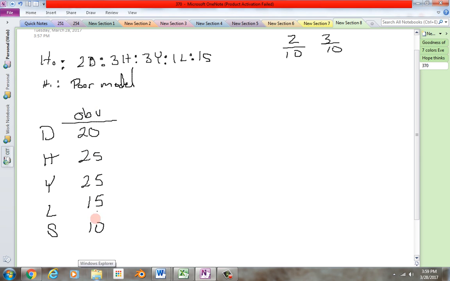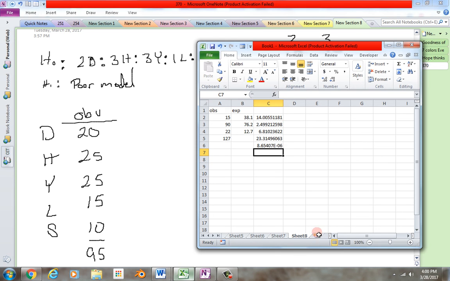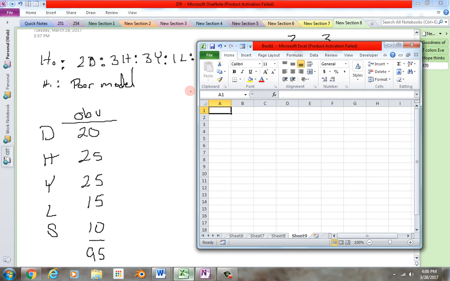Well, it's 50, 100, 115. No, is that right? What am I doing? 50, 65. Wait, 50, 65. Right? 75, 95. Okay? And again, I don't trust myself, so I'm just going to open a tab and do it on Excel. So my observeds are as follows. Again, 20, 25, 25, 15, and 10. Then my expecteds are as follows. Now, let's go ahead and get a sum down here because that just makes our lives easier.